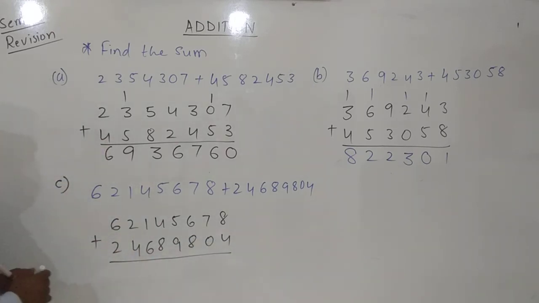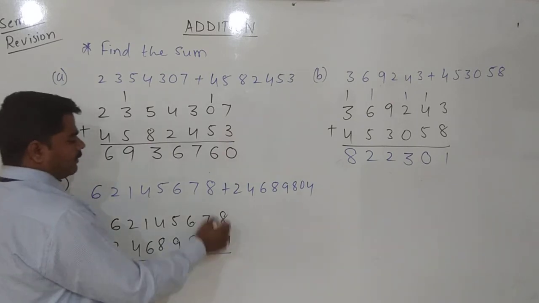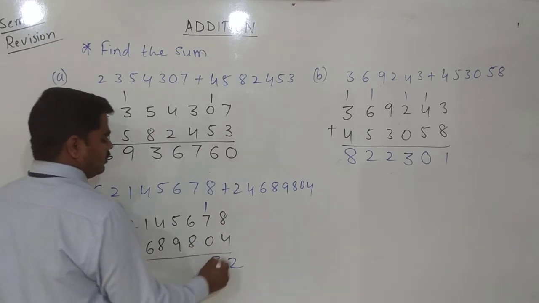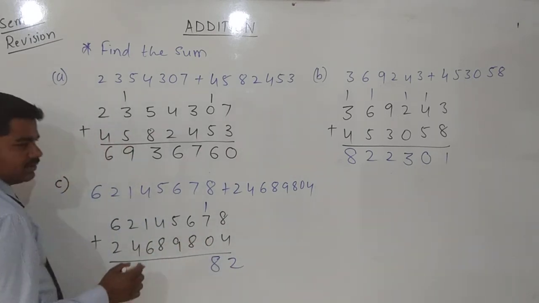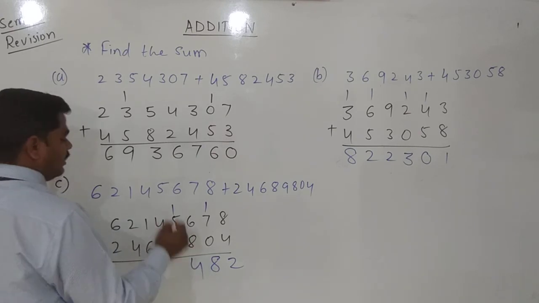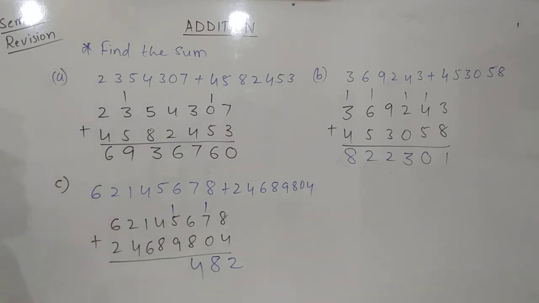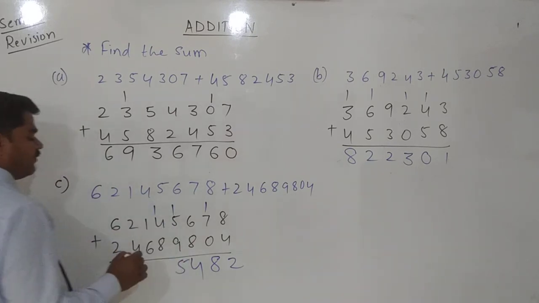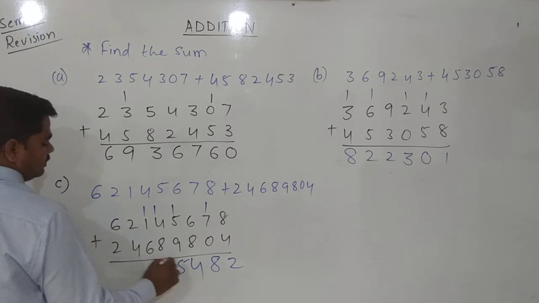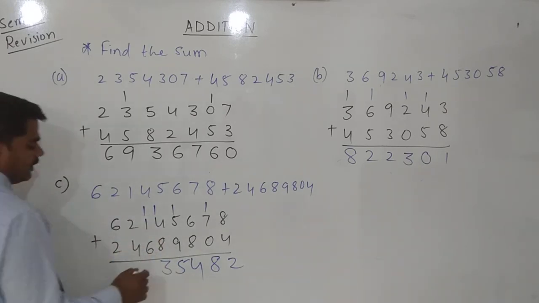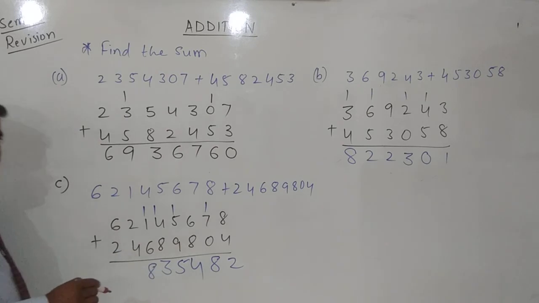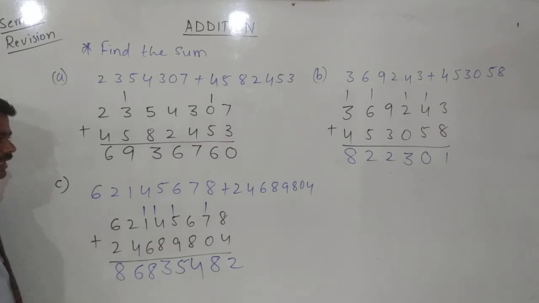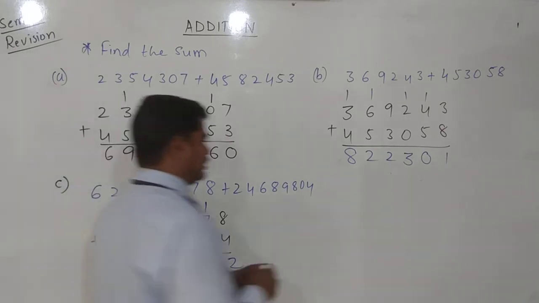Now, whatever the digits, don't bother. 8 plus 4, 12. 1 plus 7, 8. 8 plus 0, 8. 6 plus 8, 14. 1 carry. Again 1 plus 6, 1 plus 5, 6. 6 plus 9, 15. 1 carry, 5 write down. And 1 plus 4, 5, 5 plus 8, 1 plus 1, 2 plus 6, 2 plus 4, 6 plus 2, yes, 8. Very simple addition.